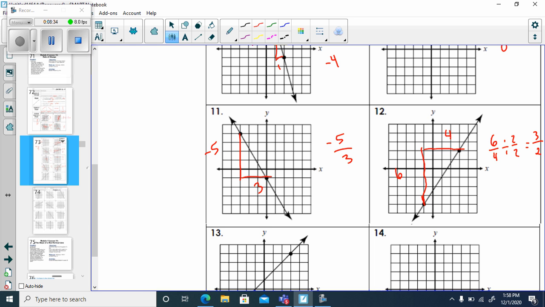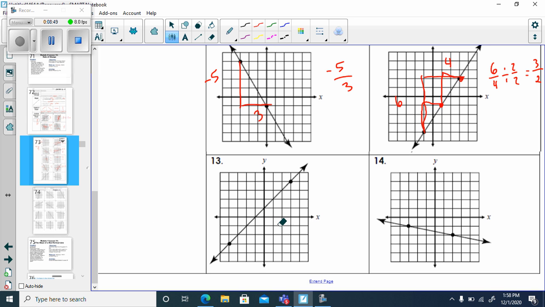Let's check it and see. Up 3 and over 2. Does that give me a point on the line? Yep. Up 3, 1, 2, 3, and over 2. So the slope is 3 over 2, isn't it? 6 over 4 is the same as 3 over 2. Let's look at this one.